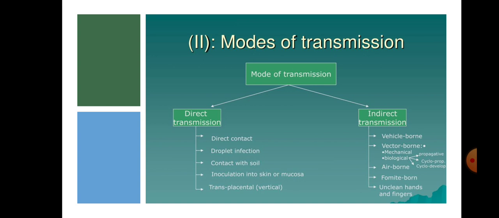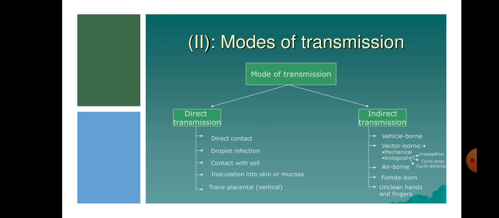Direct contact, droplet infection, contact with the soil, animal bite, placental transmission. Then indirect transmission by vectors, airborne, waterborne, object-borne, dirty hands and fingers. These are indirect transmission. Okay, first you study about direct transmission.